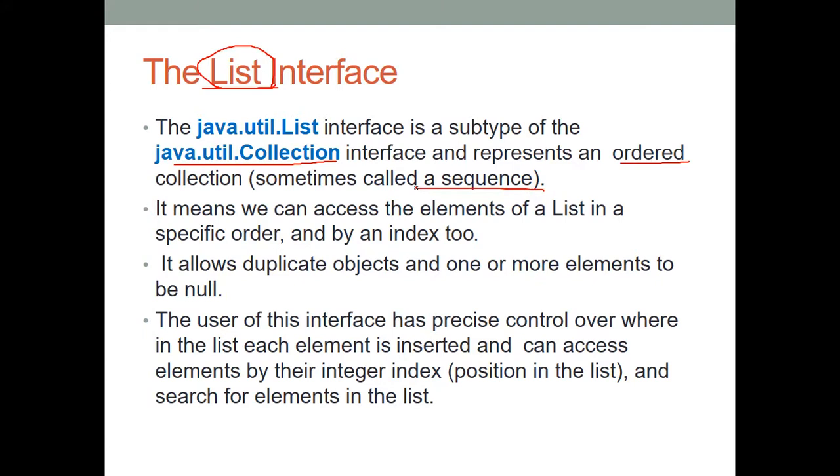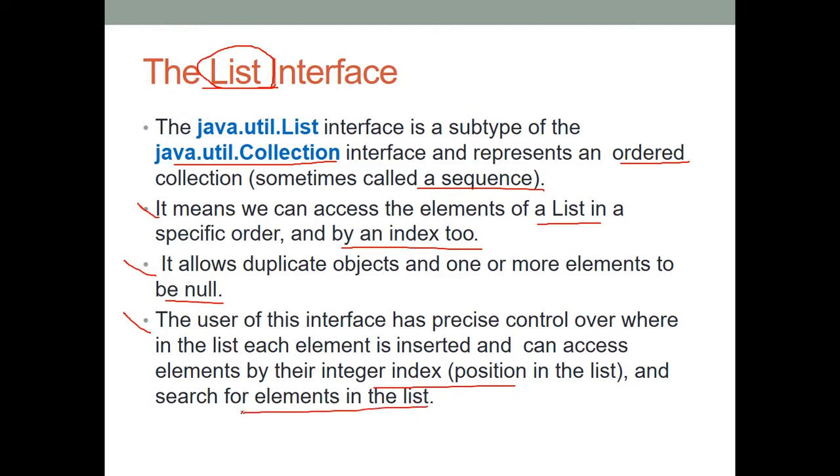Okay, so we can access the List randomly and also through the index number. It means we can access the elements of the list in a specific order and by an index too. It allows duplicate objects and one or more elements can be null. So it means that you can insert null values also in a collection, no problem. The user of this interface has precise control over where in the list each element is inserted and can access elements by their integer index position, and search for elements in the list.